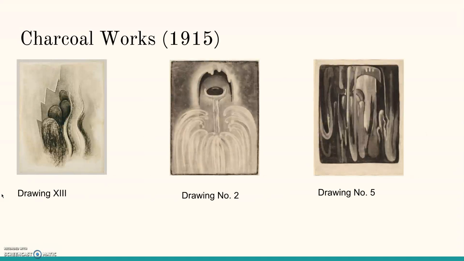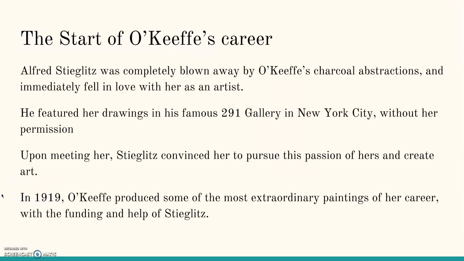These are a couple of her works. We have Drawing 8, Drawing 2, and Drawing 5. There are many more in this collection. These are just a couple examples. You can see Drawing number 2 displays a flower almost. You can see the pistils, the reproductive organs of the flower, and so on.